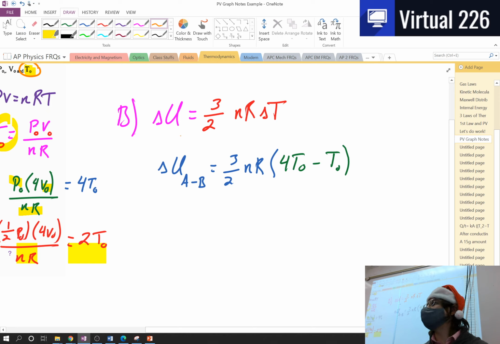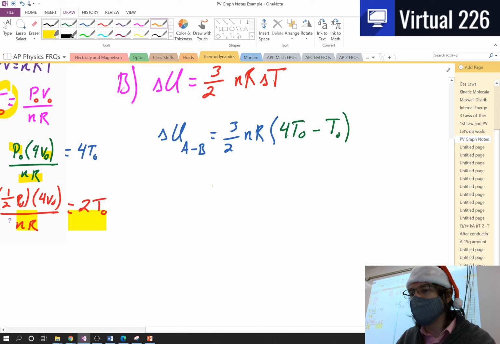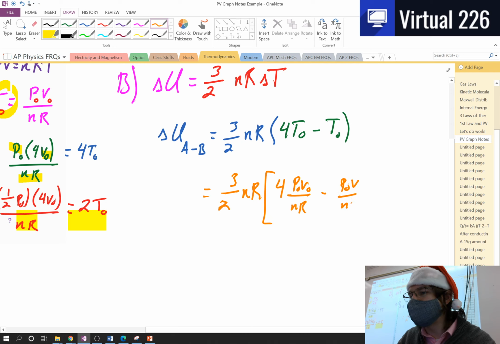Now, if you're fine with just leaving things in terms of these T naughts, then so be it. You could end it there. But if you're like, wait a second, T naught was a derived quantity, we should really put these back into P naughts and V naughts, then let's go ahead and do that. What we would have then is 3/2 NR, and then we'd have here 4 P naught V naught over NR minus P naught V naught over NR.